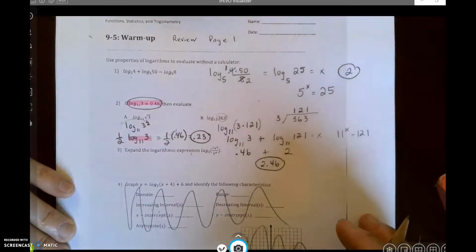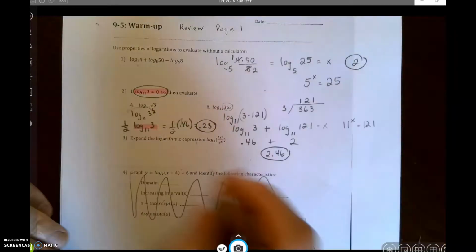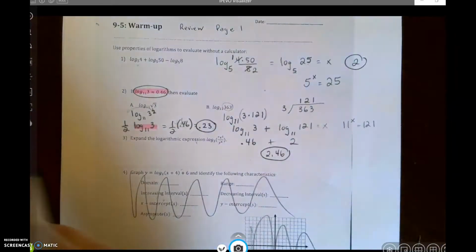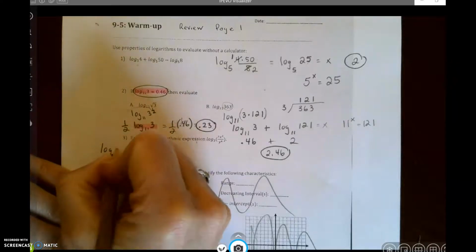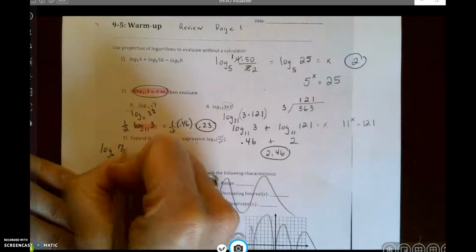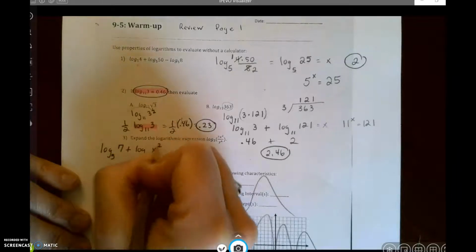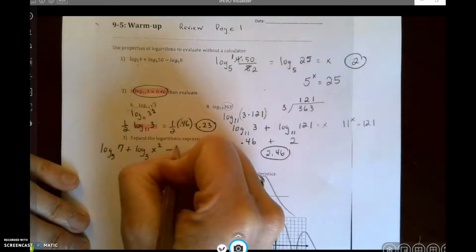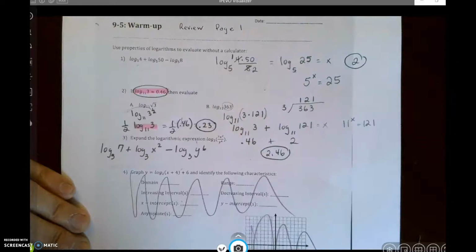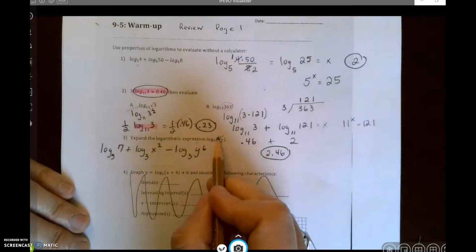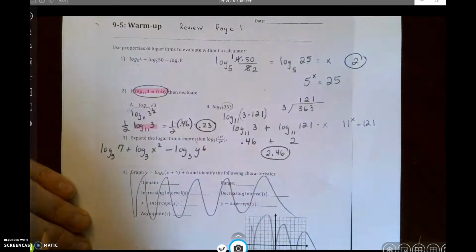All right, number 3. Expand the logarithmic expression, written here. So this time it's condensed, and I'm going to expand it. So I have log base 3 of 7 plus log base 3 of x squared minus log base 3 of y to the 6th. Because this is multiplication becomes addition, division becomes subtraction.